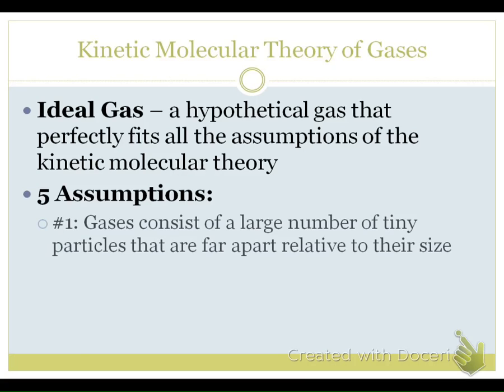The first assumption is that gas consists of a large number of tiny particles that are far apart relative to their size. That's what the book tells us. It's a very specific term here. But what it means is that gas particles are extremely tiny, and we say they're far apart relative to their size. Because they are so small, they might only be a centimeter apart, but that seems like a really long distance for particles that are that small. Does that make sense? Gas particles are very tiny and very spread out, especially as compared to particles in a solid.